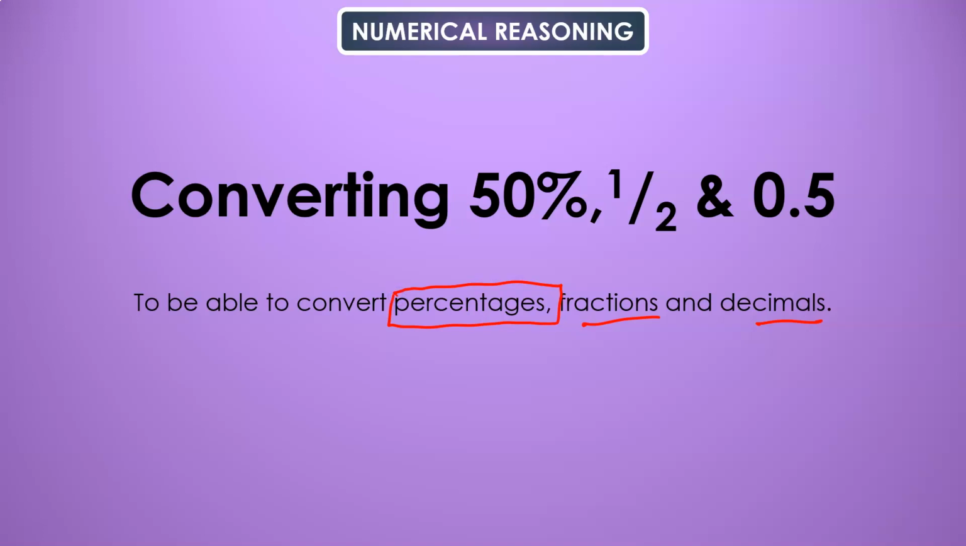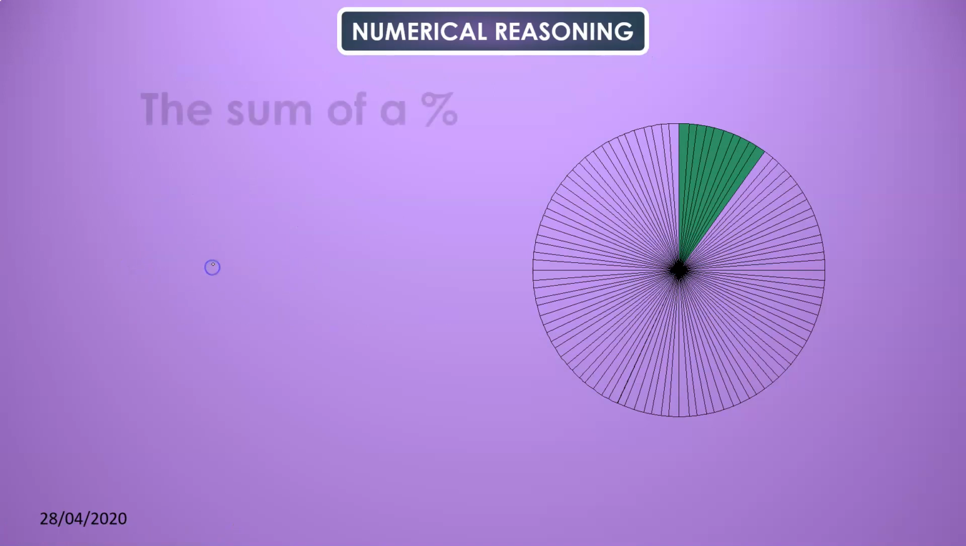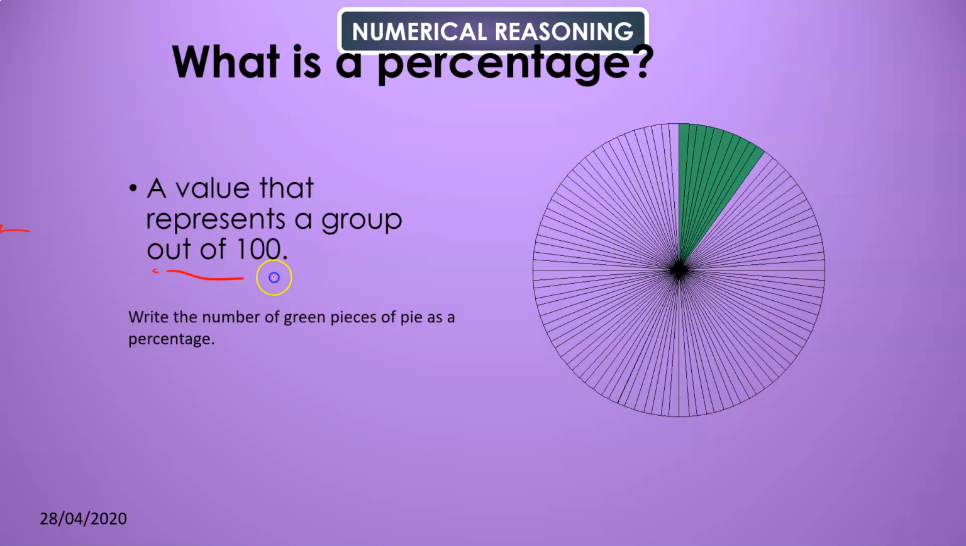before, generally in terms of sales in retail stores, 20% off, 50% off, those sorts of things, or getting 50% in a test, 27%, those sorts of things. So the key thing is, what is a percentage? A percentage is basically a number out of 100. So it's basically presented in a way that is a bit more palatable for people.